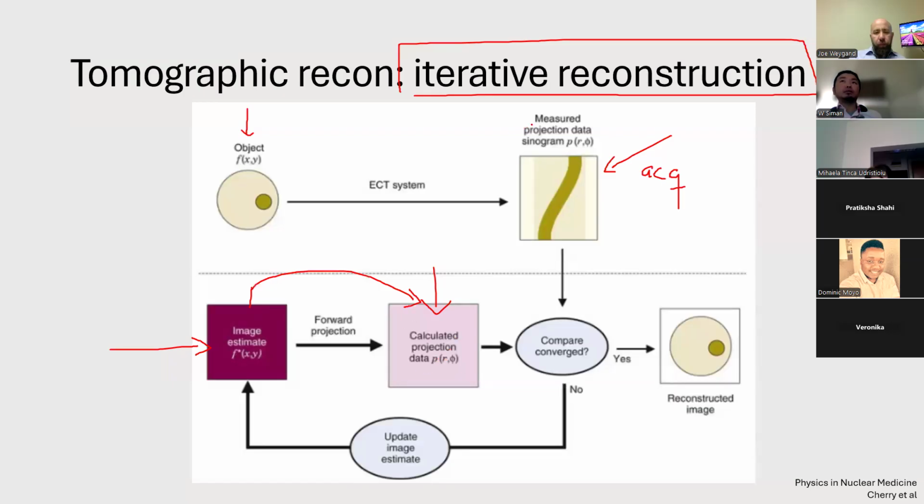You compare it with the acquired or measured projections. How do these two compare? Are they similar? If not, then you update your estimate, and you keep going on and on until it converges. That is iterative reconstruction. Once it converges, do they look similar? Yes, then you terminate it. That's it in a nutshell. It's more complicated than it actually is.